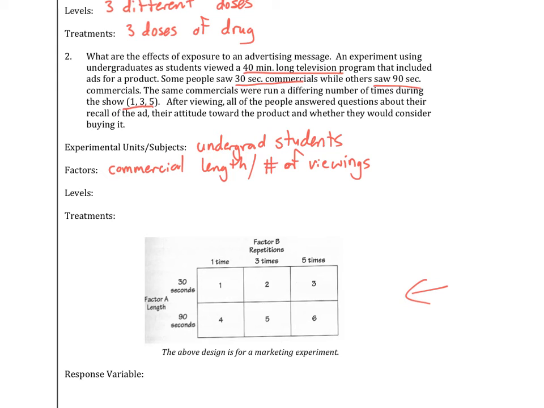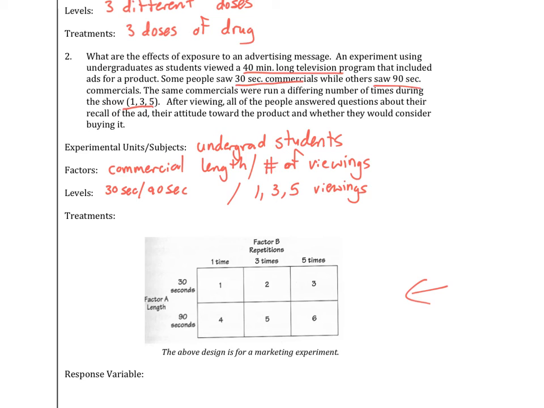The levels is how we change them. So how did the commercial length change? Well, there's a 30-second commercial and a 90-second commercial. How does the number of viewings change? Well, some people will see it once, some will see it 3 times, and some will see it 5 times. Because they want to see which amount is the best.